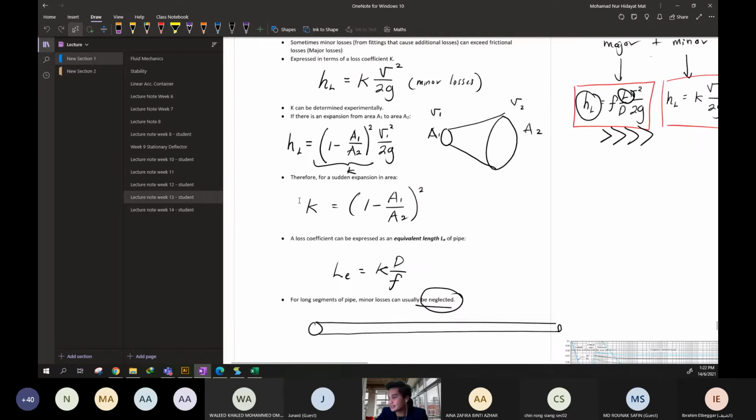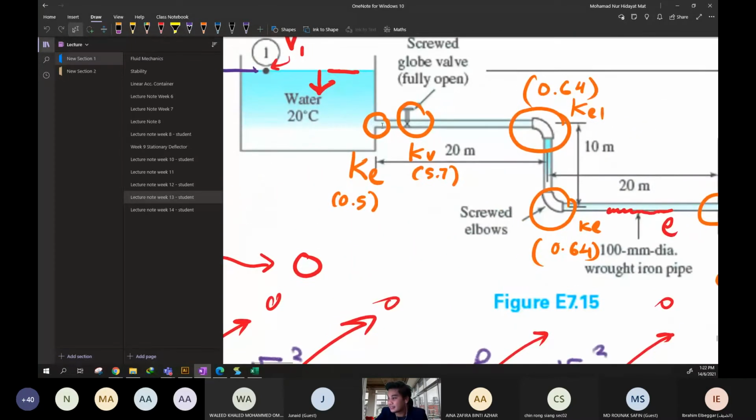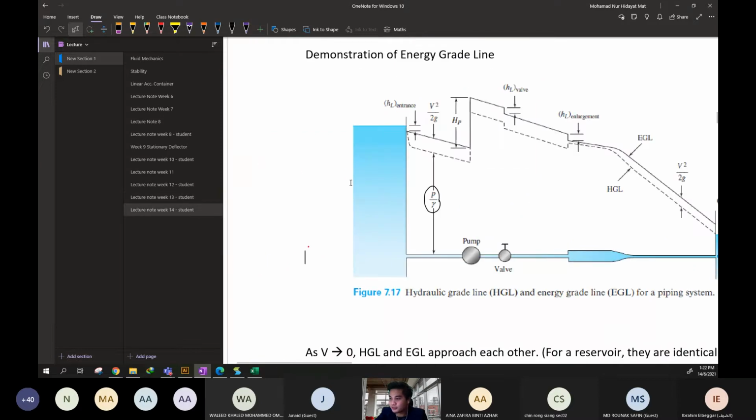You can see here, in the last class we did the example. From here you can see the entrance. This is the K entrance, the coefficient of entrance. We have loss. How much? 0.5. And then we have the elbow loss, which is 0.64. Do you still remember? So we have the minor losses due to the sudden change of geometry. Now you understand? So this is the drop due to the minor loss, the sudden change of geometry.